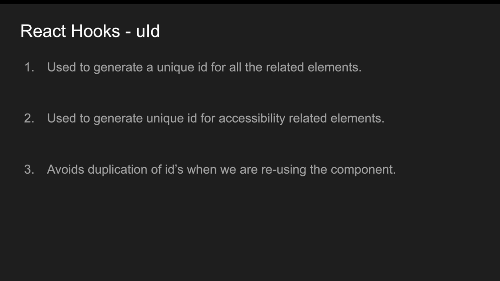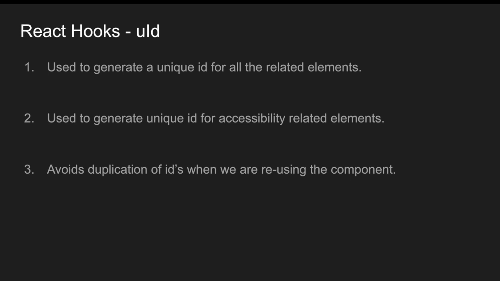And the second thing is generating the ID for accessibility related elements. For example, whenever you are going to a particular element, it will try to read the content, whatever it has, and it is mainly used for visually handicapped users or accessibility problems. For that type of applications, we'll be using this unique ID. And also we can use this ID for avoiding the duplication of IDs whenever you are using the component multiple times. Whenever we use the same component multiple times, there could be a problem with the IDs we are generating. So at that particular time also we can generate the ID.